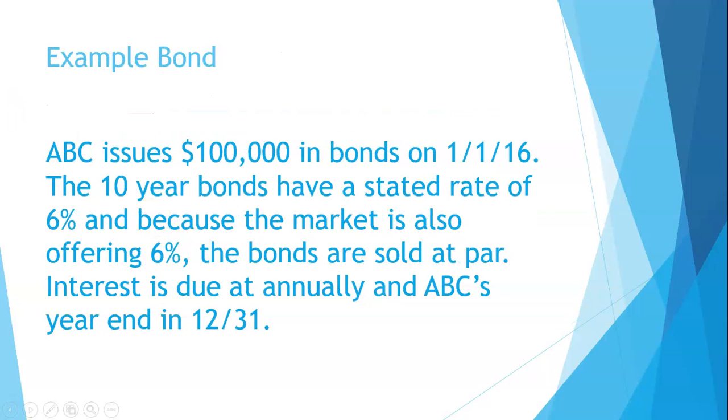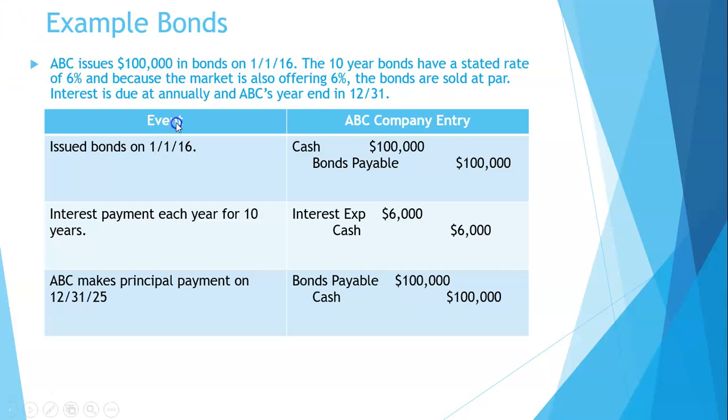Okay, so let's look at an example. ABC issues $100,000 in bonds on 1/1/16. The 10-year bonds have a stated rate of 6%, and because the market is also offering 6%, the bonds are sold at par. Interest is due annually, and ABC's year end is 12/31. Let's take a look at the entries. So when the bonds are issued, very similar to notes: debit cash, credit bonds payable instead of notes payable.